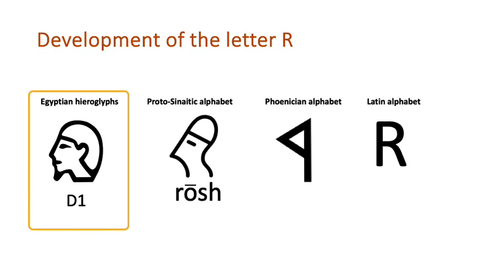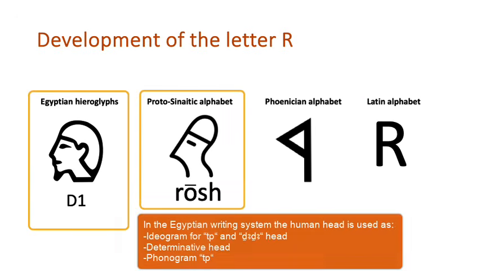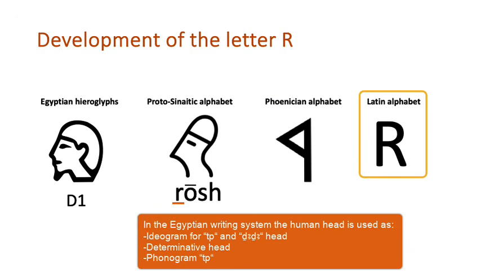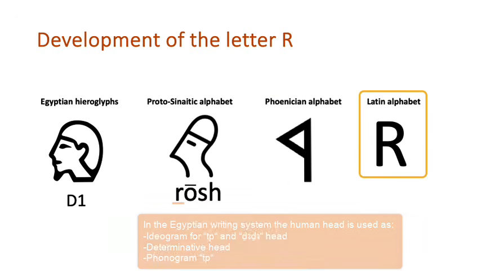The word for head is in the Semitic language Rosh. The sign was also taken from the hieroglyphs and used for the sound R. It was simplified and turned again by the Romans, and became in that way our Latin letter R.